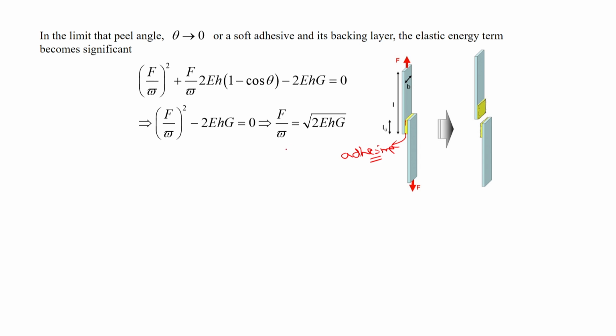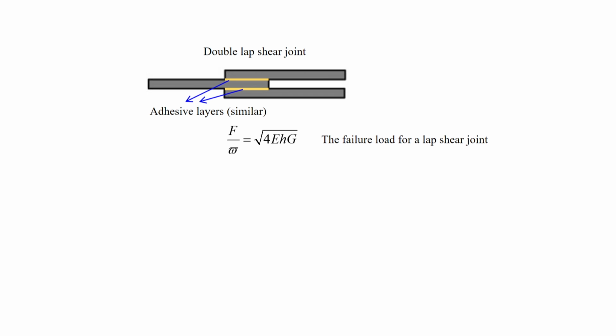So the fracture energy should go something like this, the peel force or the shear force should go something like this. Now one may also have this double lap shear joint, it is called. That was a single lap shear joint, this is a double lap shear joint, and since there are two layers of adhesive there, therefore this quantity F by W will be equal to 4 E H G, that is the failure load for this double lap shear joint, right.